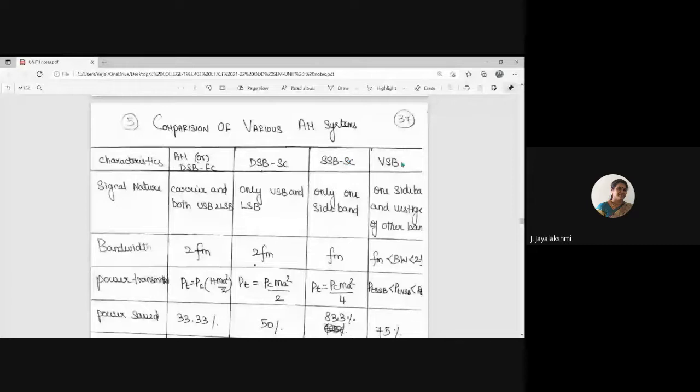So what is the nature of the system? Carrier is present, and both the upper and the lower sideband are present in the double sideband full carrier methodology. In the suppressed carrier, only both the sidebands are present, carrier suppressed. In single sideband, your carrier is suppressed and one of the sidebands is also removed, meaning by passing it through a filter circuit, only one of the sidebands remains. And in vestigial, one sideband is there, and in that also you are going to have a vestige part of the other available. Okay. So this is the signal nature of all these different AM signals.